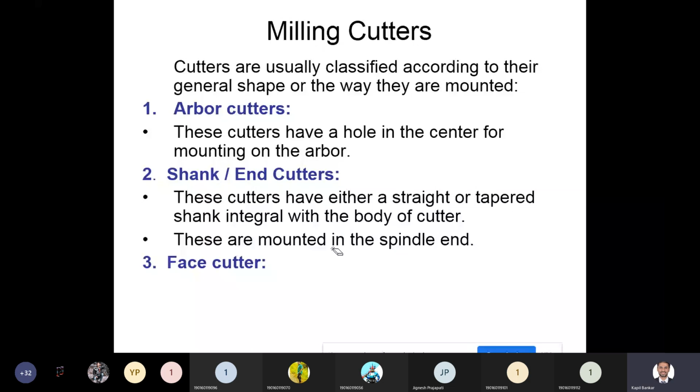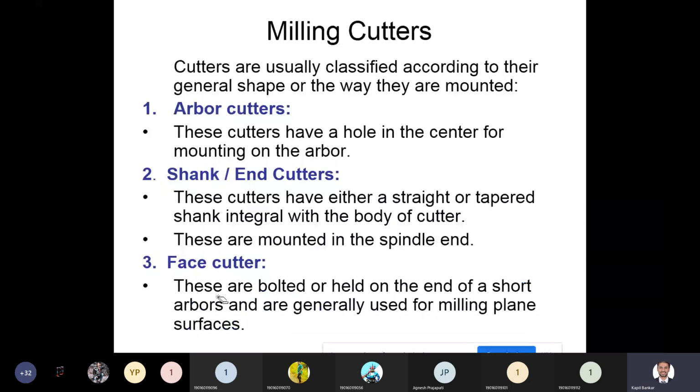Now the third one is the face cutter. These are bolted or held on the end of short arbors and are generally used for plain surfaces. So these are the different types of cutter. Through these cutters, you can generally remove metal on plain surfaces. So arbor cutter, shank cutter or end cutter, and face cutter.